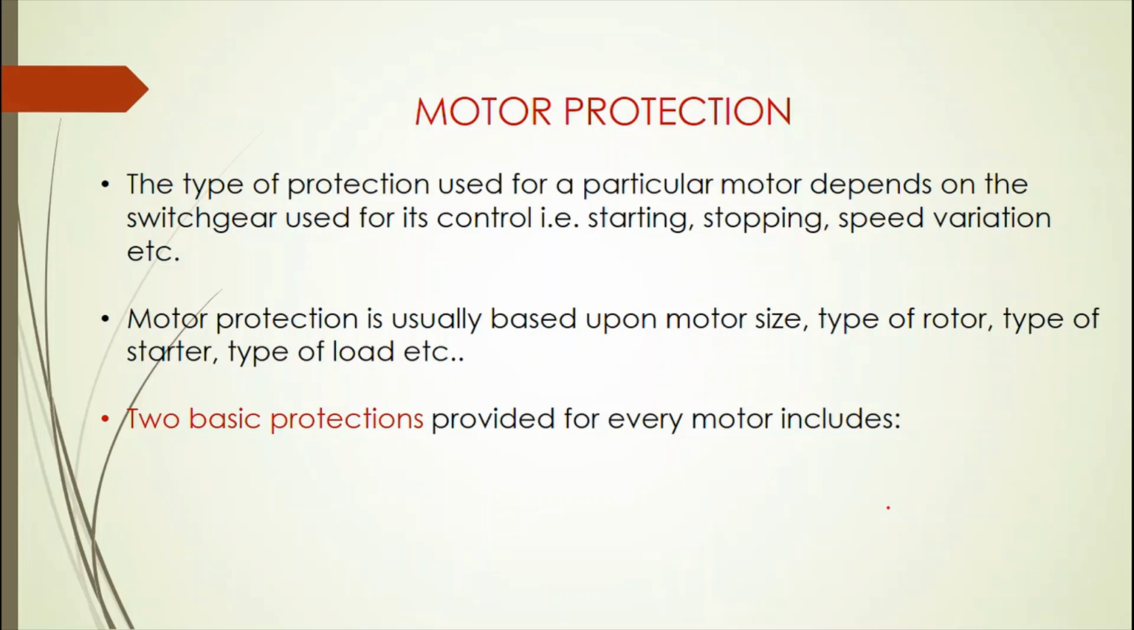Motor protection. The type of protection used for a particular motor depends upon the switchgear used for its control. That means the switchgear devices used for starting control, stopping control, or speed variation control will determine what type of protection technique will be applied to that specific motor. Also, the type of protection depends on the motor size, type of rotor used, type of starter applied, and type of load. So all these are the factors which govern what type of protection technique will be applied to that specific motor.